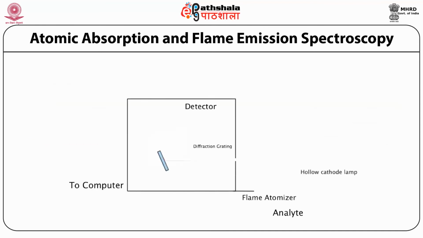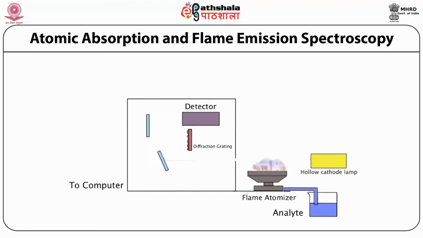This is the picture of an atomic absorption spectrophotometer, where the analyte is entered into the flame atomizer and burned at a very high temperature, so that the particles of the metal are atomized and go into a higher energy state.